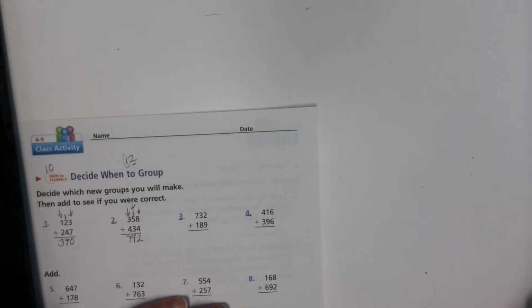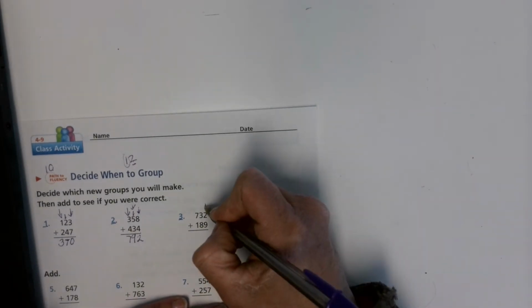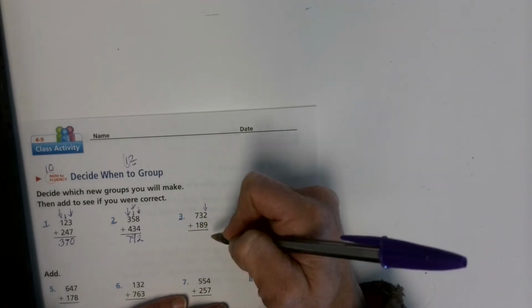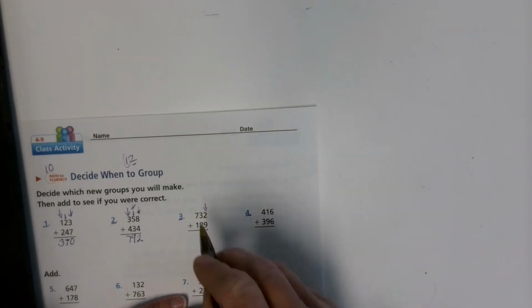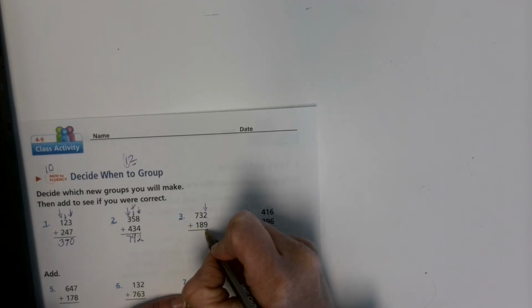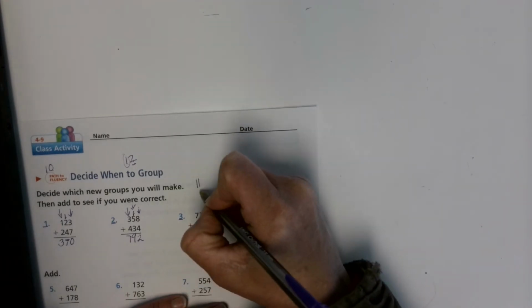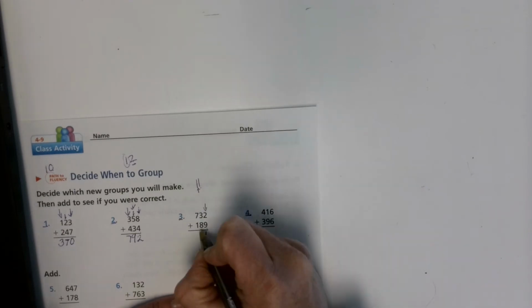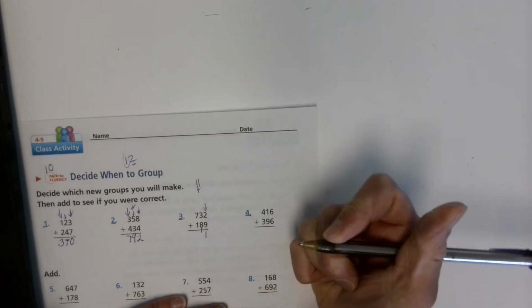Okay, we're going to continue the work with new groups, but this time I'm going to put my new group below. Still start with 2 plus 9 in the ones place, 9, 10, 11. And because it's greater than 9, I have a new group, right? I put the 1 here, because in the number 11, the 1 is in the ones place, and then I have a 1 in the tens place. I'm going to put that below this time.